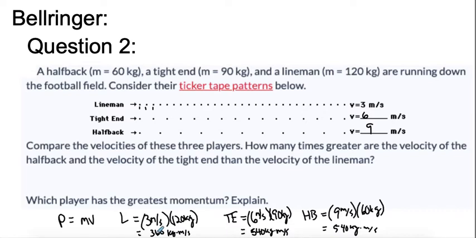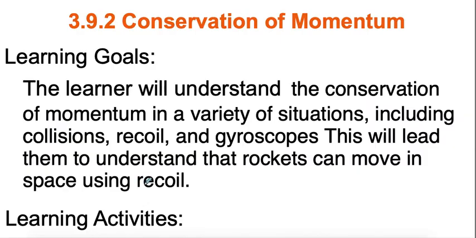So our lineman was going 360 for his momentum, 360 kilograms times meters per second. The tight end is 540, and the halfback is 540. You might think the lineman has the greatest momentum because he's the biggest person, but that's not true because he's going slower than everybody else. So the lineman's got 360, the tight end's got 540, and the halfback's got 540. That's how we compare those momentums in this scenario. All right, so let's jump into our lesson now that our bell ringer is completed.